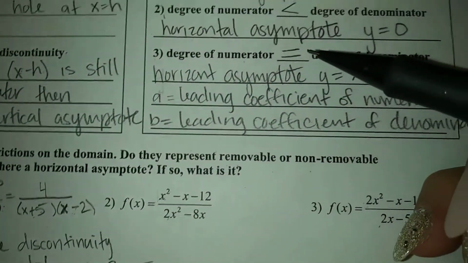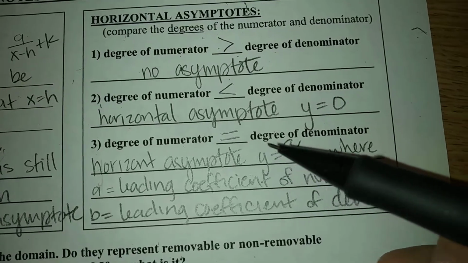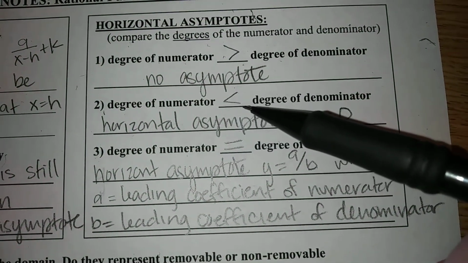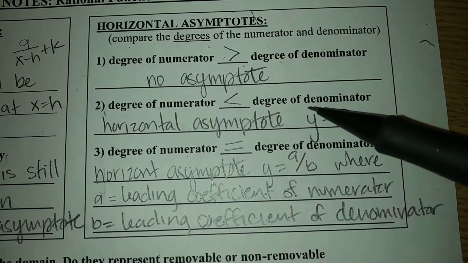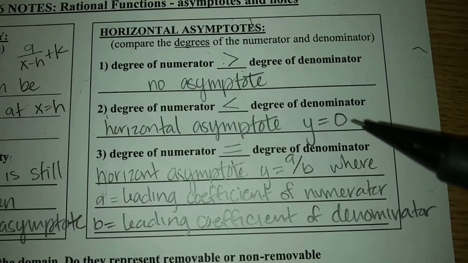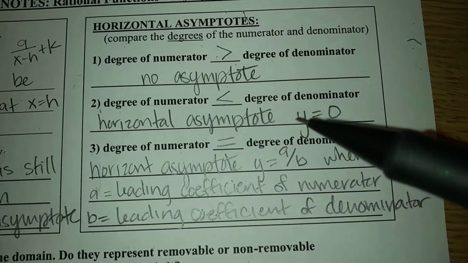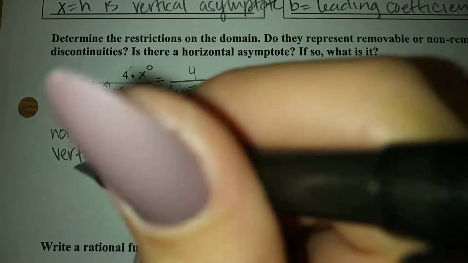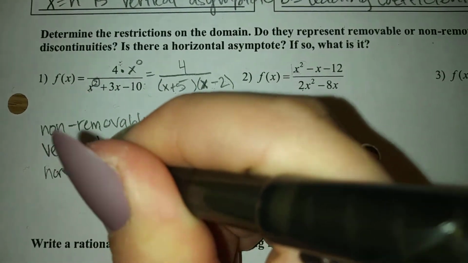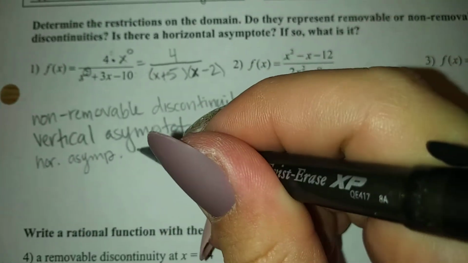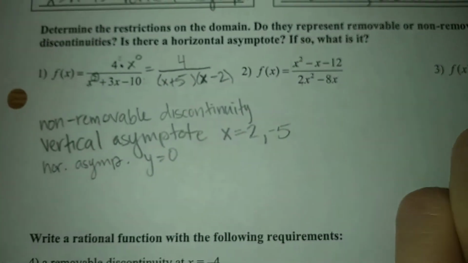And here our degree is 2. So when we look at our table, we see that when the degree of the numerator is less than the degree of the denominator, which is happening here, we have 0 in the numerator, 2 in the denominator, then our horizontal asymptote will be y equals 0. Say our horizontal asymptote is y equals 0.